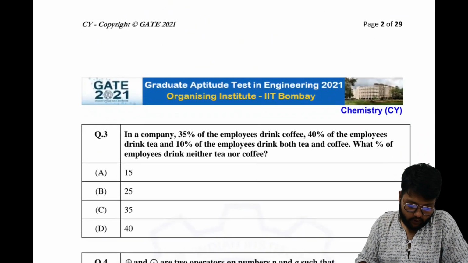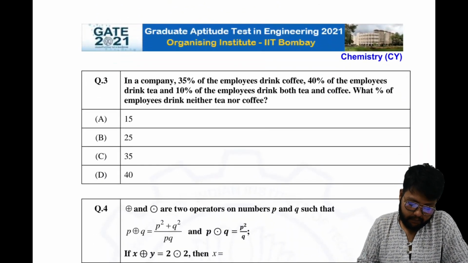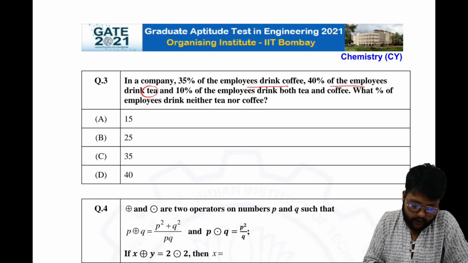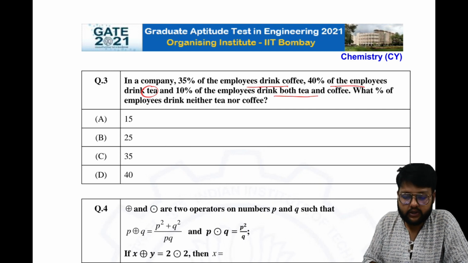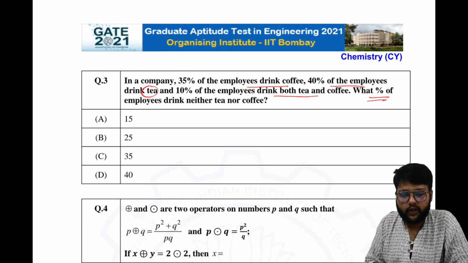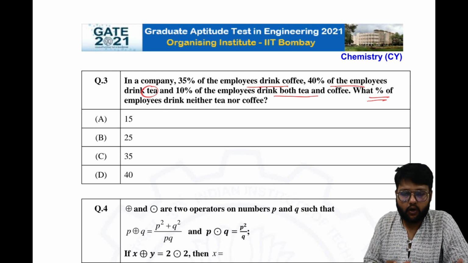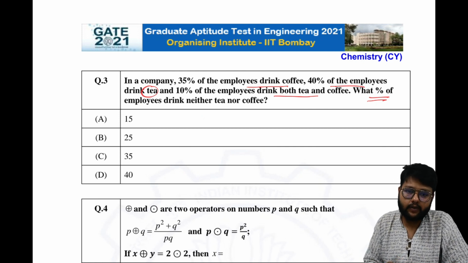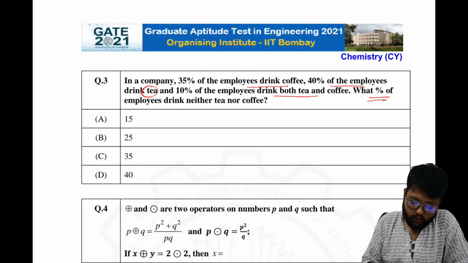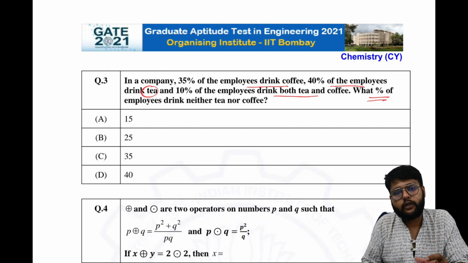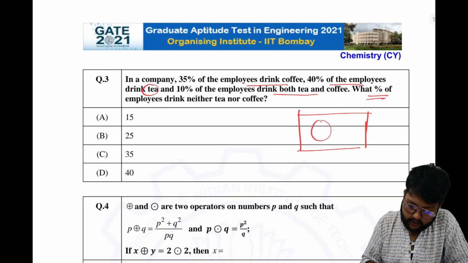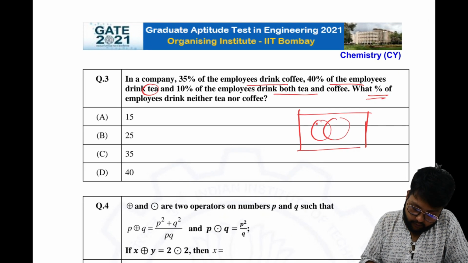Okay, so the next question is: in a company 35% of employees drink coffee, 40% drink tea, and 10% of employees drink both tea and coffee, and what percentage of employees drink neither tea nor coffee. This type of question is very popular and common in the GATE exam, so kindly give importance to this. For this we need to draw the Venn diagram. If you draw the Venn diagram, this is coffee, this is tea.